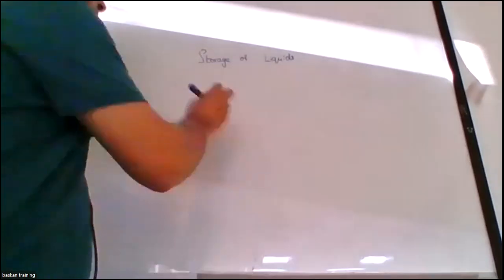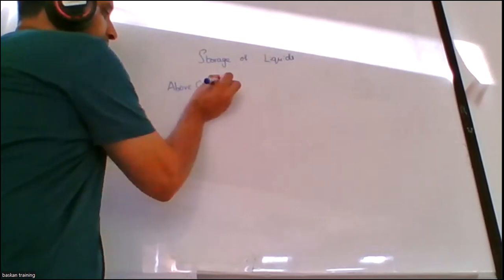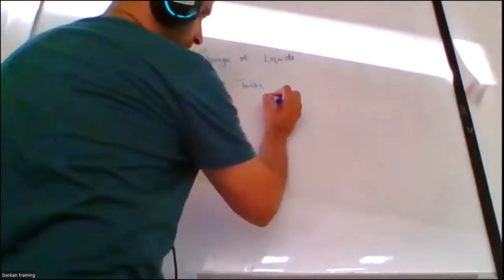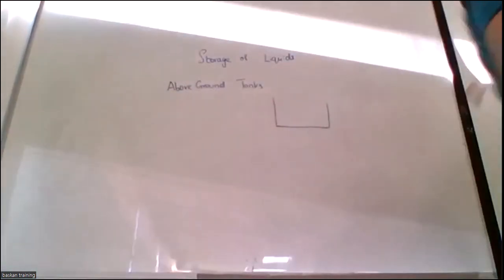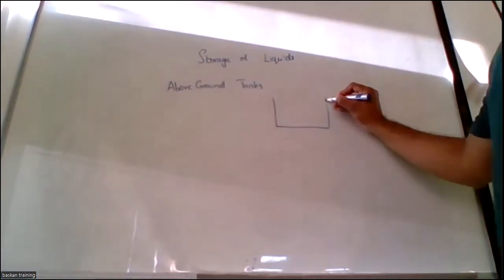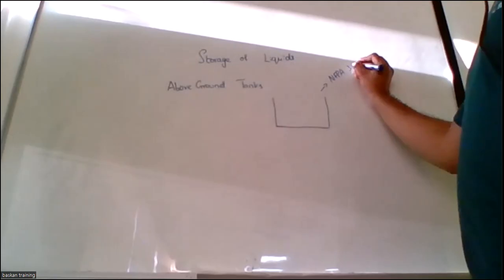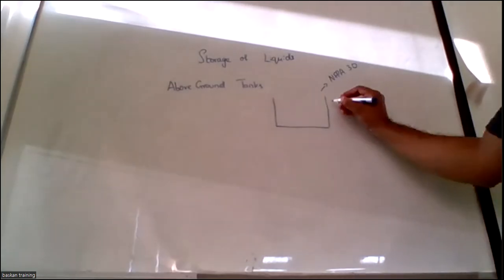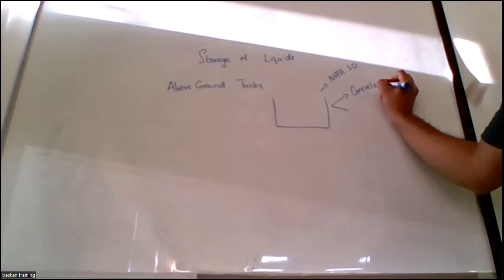What are the tanks that we can use? We'll discuss the above ground tanks in which I can store my liquids. First of all, the construction elements of above ground tanks are defined in NFPA 30, the guide for stationary tanks. Above ground tanks are usually constructed of two materials. Either it's made of concrete or steel.